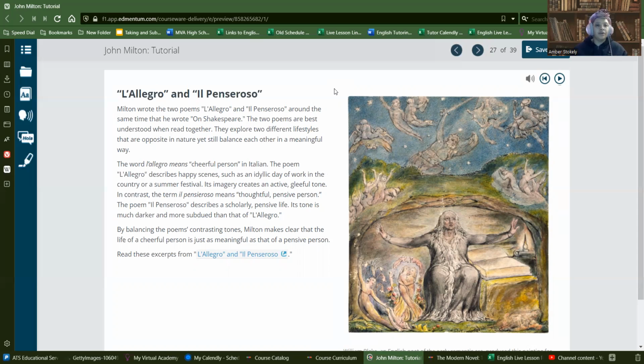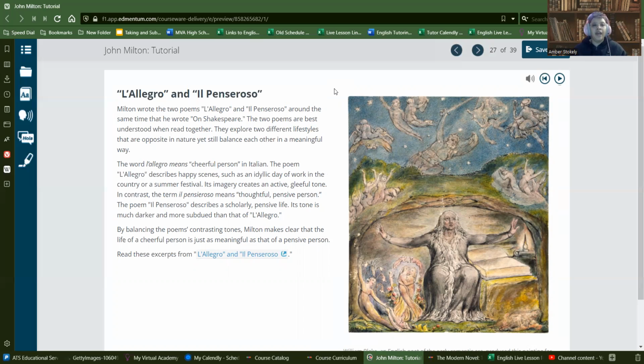Now, the word l'allegro means cheerful person in Italian, and it describes happy scenes. And the term il penseroso, which he based the title of the poem on, means thoughtful, pensive person. So basically, Il Penseroso describes a scholarly, pensive life. Now, the definition of pensive is thoughtful. If you are pensive, you are thoughtful in a reflective sort of way. You are self-reflecting on your memories and your experiences. It's like deep internal thought.